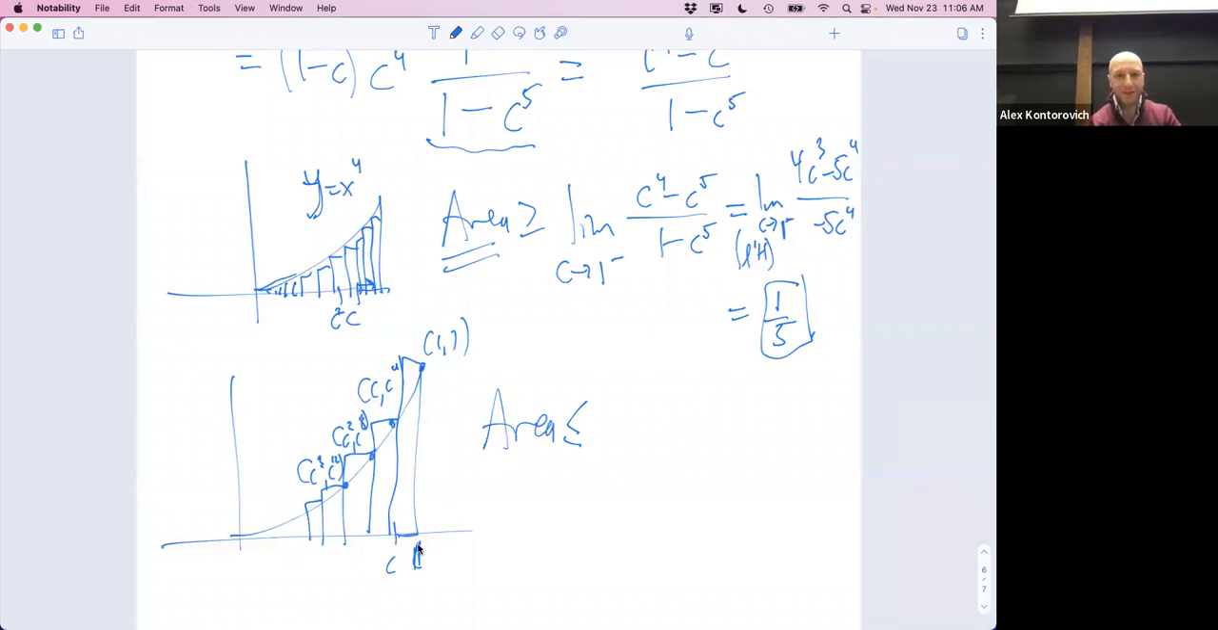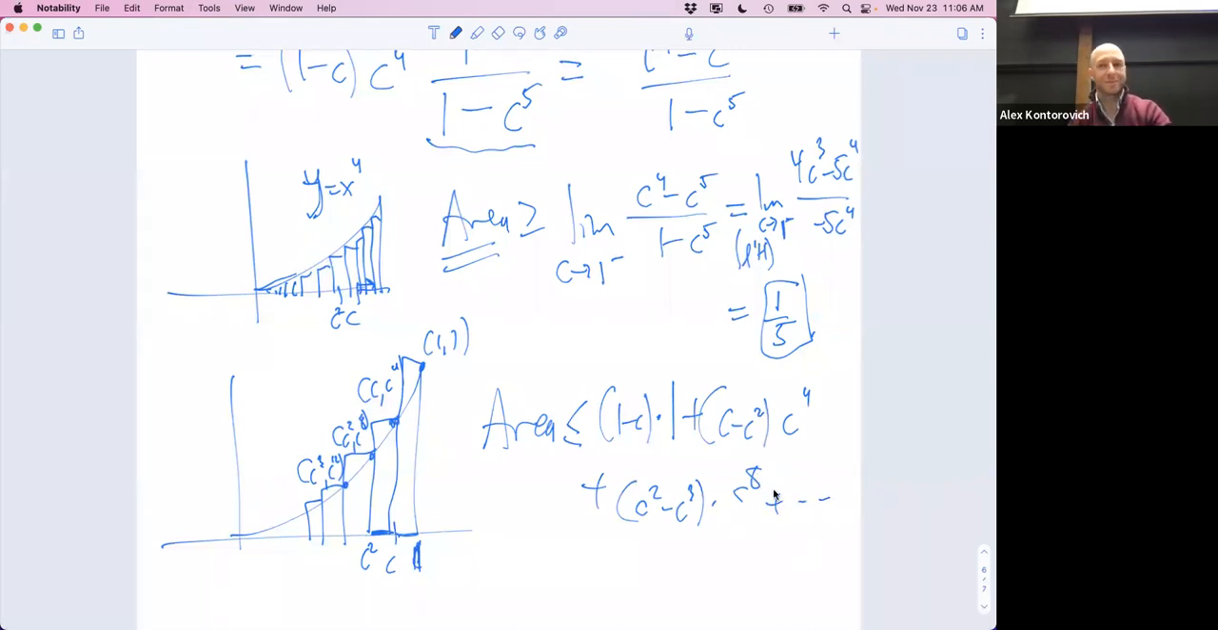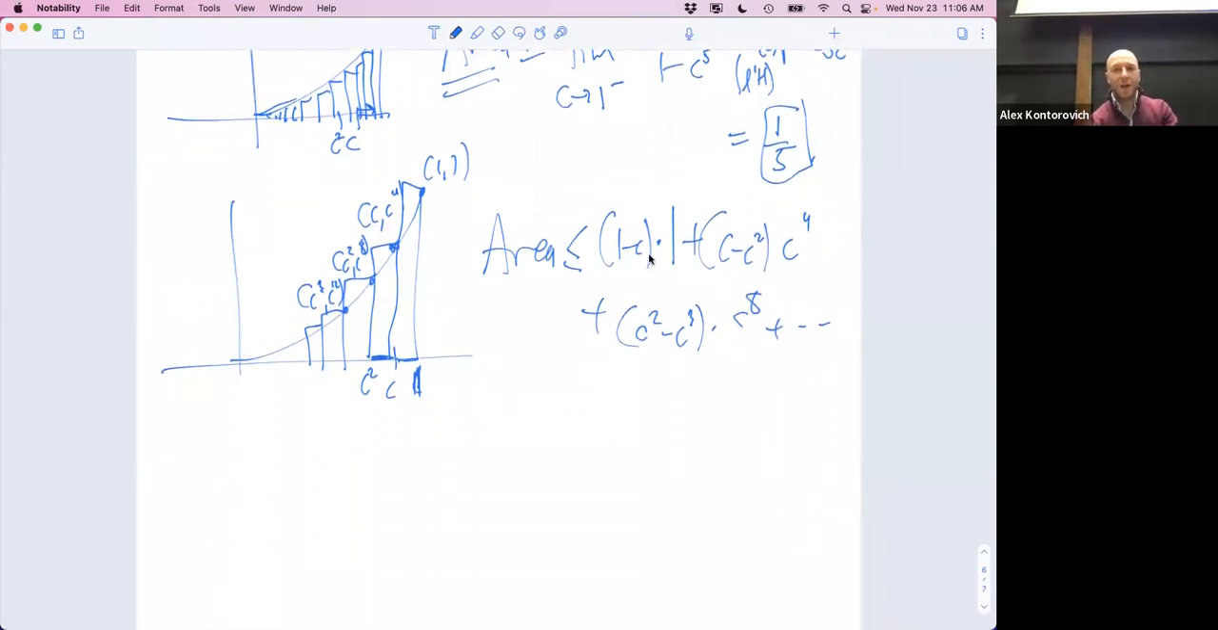What's the base? This is 1 minus c. What's the height? 1. This height is 1. Everybody see that? What's the next one? This is from c to c squared. The base is c minus c squared. What's the height? c to the 4th. Then c squared minus c cubed with a height of c to the 8th, plus and so on. Okay. Again, we can pull out a 1 minus c from everything.